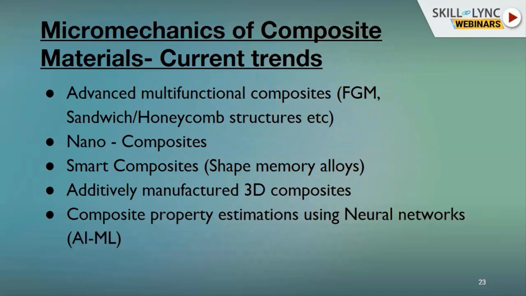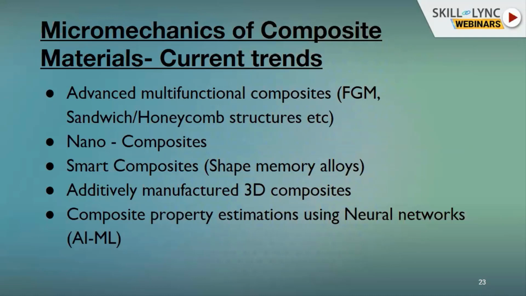Some of the smart composites use strain gauges that are embedded in them. Some of them use piezoelectric materials embedded inside the composites, which give them the ability to sense various parameters such as strain, temperature, etc.